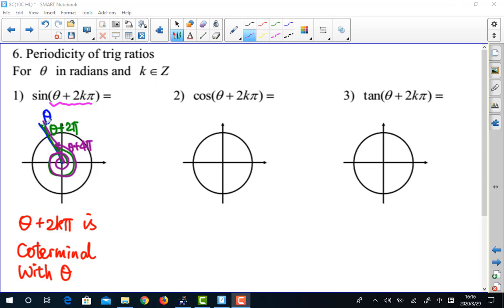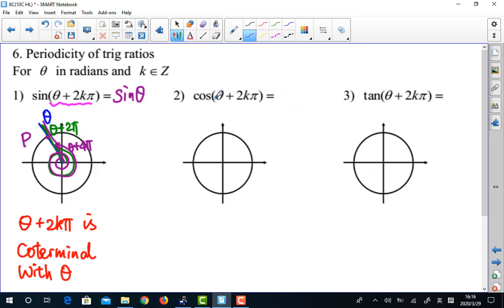If those angles have the same terminal arm, you can get the same coordinates on the terminal arm, and then the R value must be the same as well. That means the sine ratio must be the same. So theta plus 2k pi is always coterminal with theta. For two angles which are coterminal with each other, they must have the same trig ratios. Therefore, sine theta plus 2k pi is the same as sine theta.